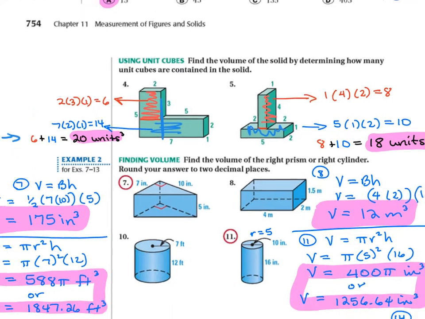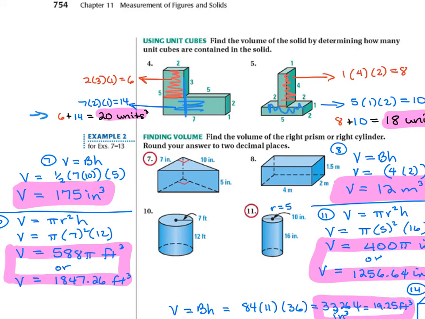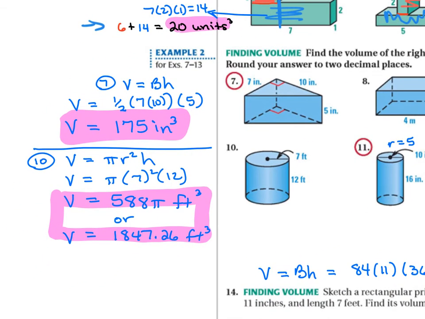Number 7. This time it's asking us to find the volume of these prisms and the cylinders. So number 7 is a right triangular prism. So my base shape is a triangle. So I'm going to find the area of this triangle. Remember, it's base times height, divide by 2, or 1/2 BH. So 10 times 7, divide by 2, 35, and then times it by the height.